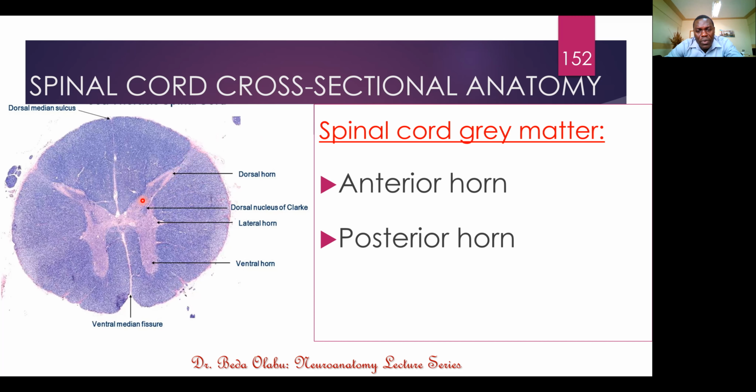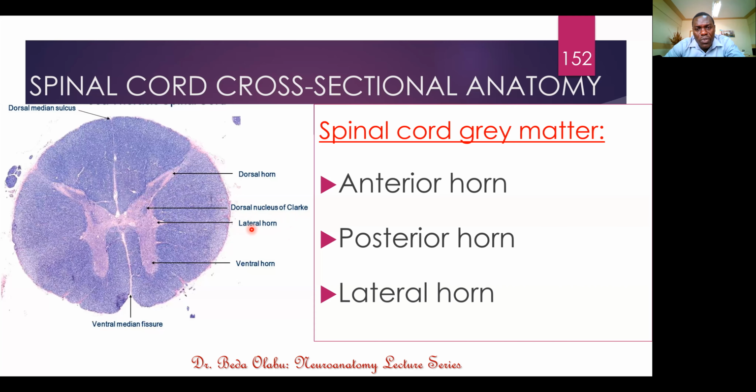Those 2 horns of the spinal cord, whether anterior or posterior horn, are present in all segments of the spinal cord, from C1 all the way to coccygeal 1. All segments of the spinal cord contain these 2 horns. But there's another horn called the lateral horn. The lateral horn of the spinal cord, which you can also call the intermediate horn of the spinal cord, contains cell bodies of neurons which are autonomic in function.